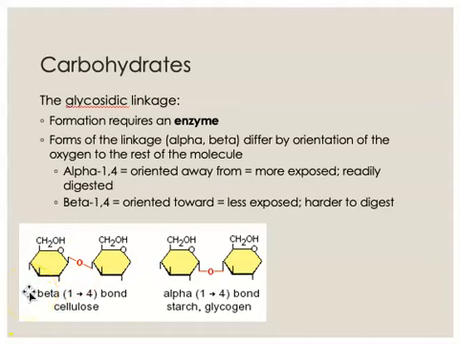Beta-1,4 glycosidic linkages are found in carbohydrates like cellulose. Cellulose is not intended to be a storage form for energy. Cellulose is a structural carbohydrate. So it makes sense that this molecule would be harder to break apart.